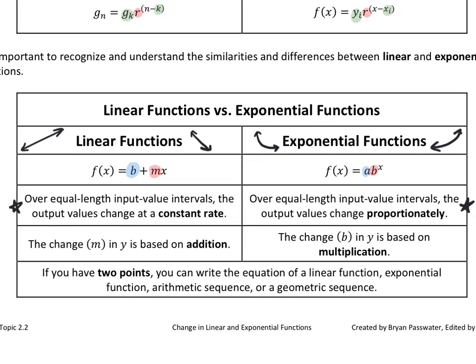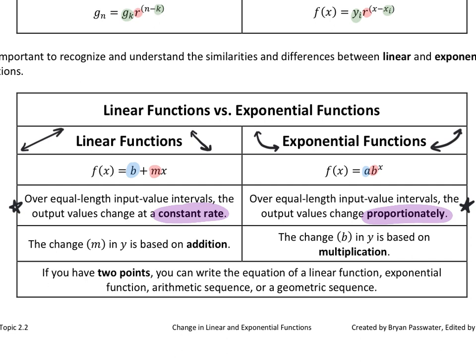For linear functions, over equal length input value intervals, the output values of the function are going to change at a constant rate. That's the words I should see for you to explain why a certain piece of data is linear. That yes, it happens to change at a constant rate, but more specifically we're going to write: over equal length input value intervals, the output values change at a constant rate. We're going to write all of those words. If we recognize something as exponential, the words that we're going to write are: over equal length input value intervals, the output values change proportionately. Like we're multiplying or dividing by something proportionally.